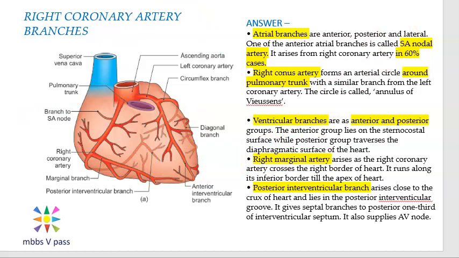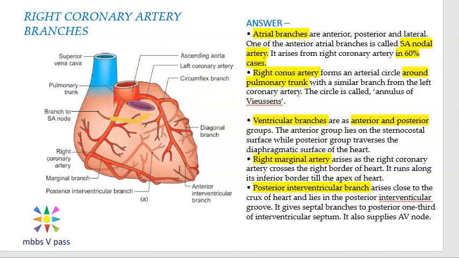Then there is one artery that you should know here called the right conus artery. What is it? Right conus artery. Along with the left conus artery, it makes a circle around the pulmonary trunk. This is called the annulus of Vieussens. Anyways, right conus artery.